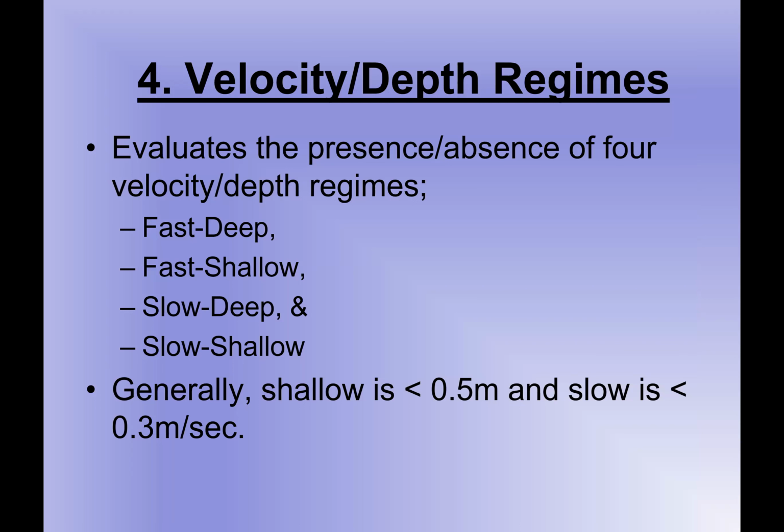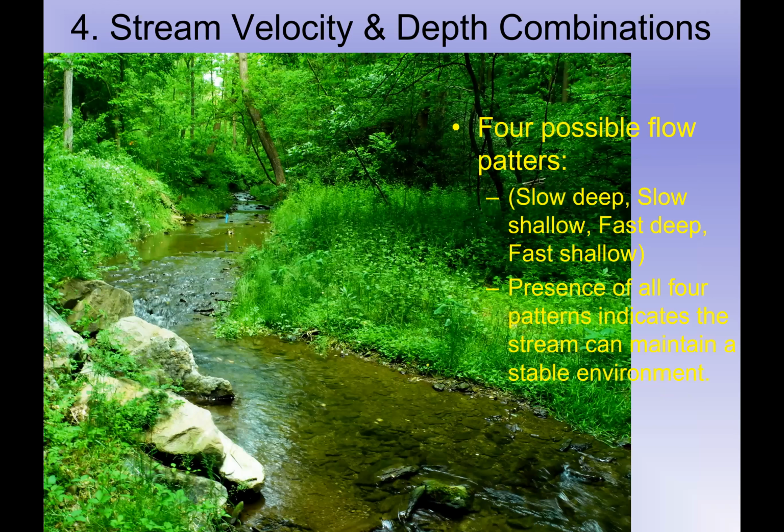And flow regime, they need fast and deep areas. They need fast and shallow. They need slow and deep, and they need slow and shallow. Do we have all four of those in our areas? So we need to find out if the particular stream we're looking at has all of those. So once again, we're looking for different characteristics in the stream.